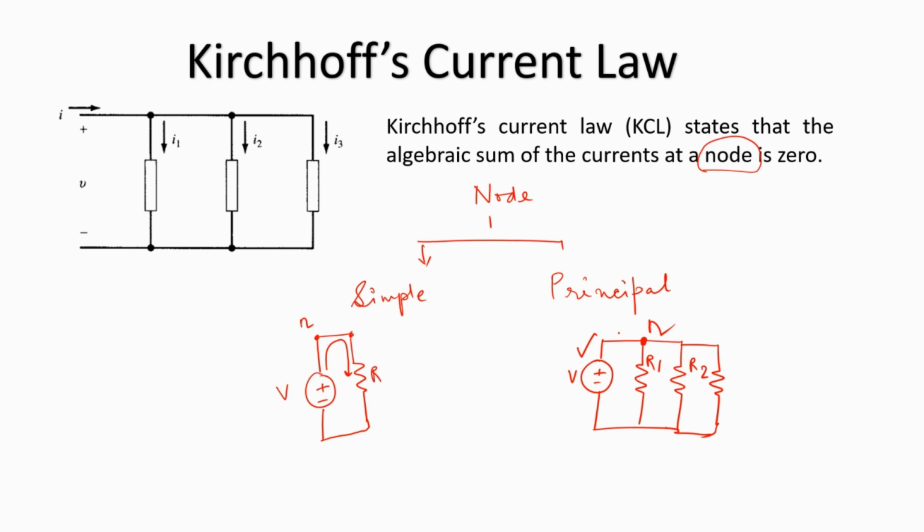So when we look at a principal node, there is a possibility of division of current. What does that mean? If there is a current entering this node, when it leaves the node, the current might get split up because a part of the current would enter one of these branches and the remaining will enter the other branch. The amount of current that enters a particular branch will depend upon the resistance of that branch.